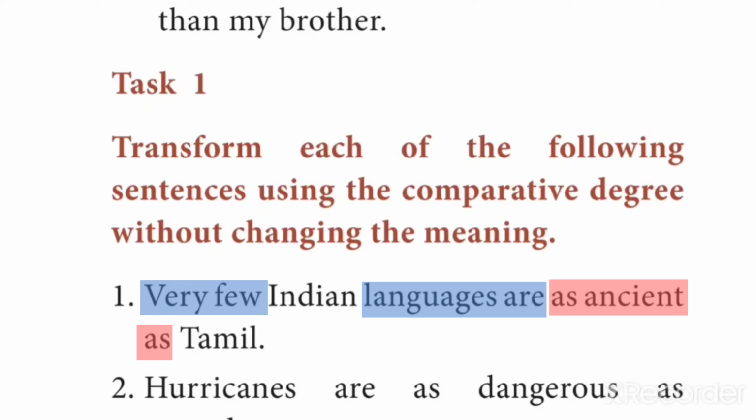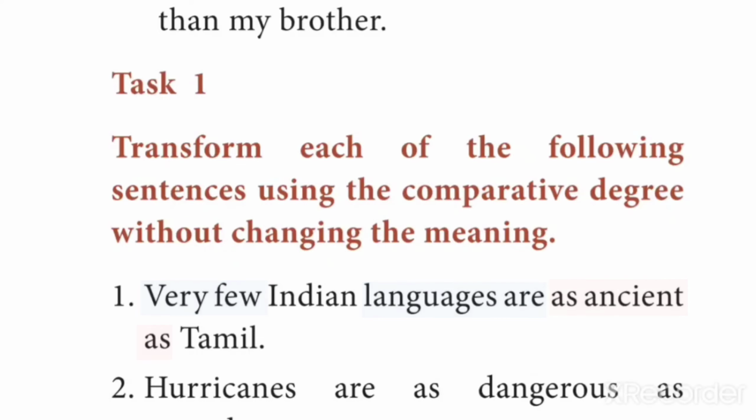You find that the sentence starts with very few followed by a plural noun, languages. This is in positive degree because it begins with very few, and not only that, you see the adjective where you find as ancient as. Okay. The answer in comparative degree is Tamil is more ancient than many other Indian languages. Tamil is more ancient than many or most other Indian languages.